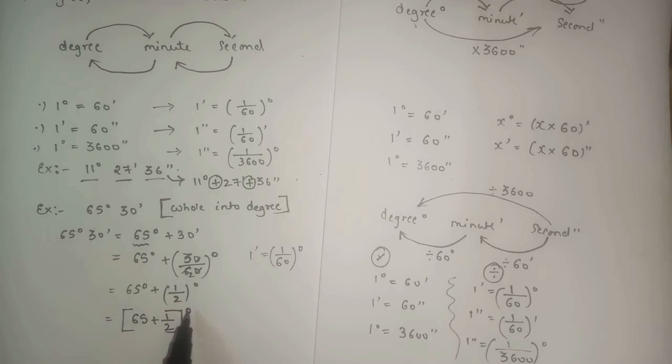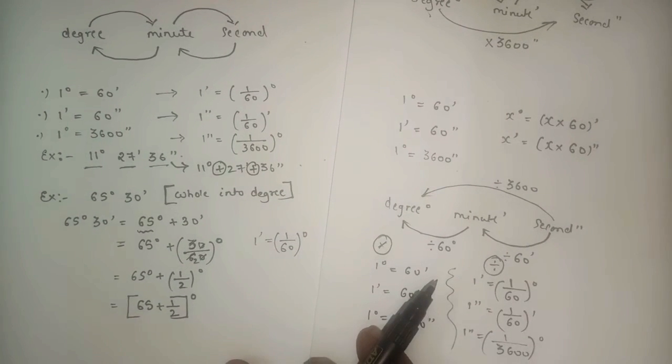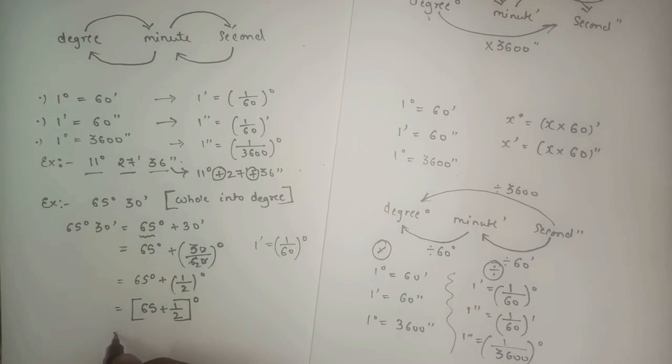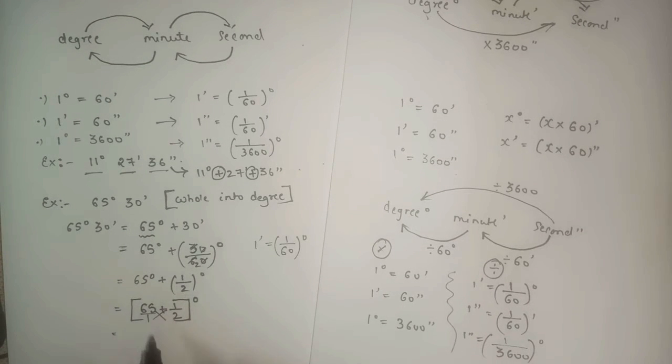So we can write degree one time. This degree one time indicates that both the numbers are in degree, 65 degree and 1 by 2 degree. Got the point? Understood? After this, we can do the cross multiplication. So 2 5s are 10.